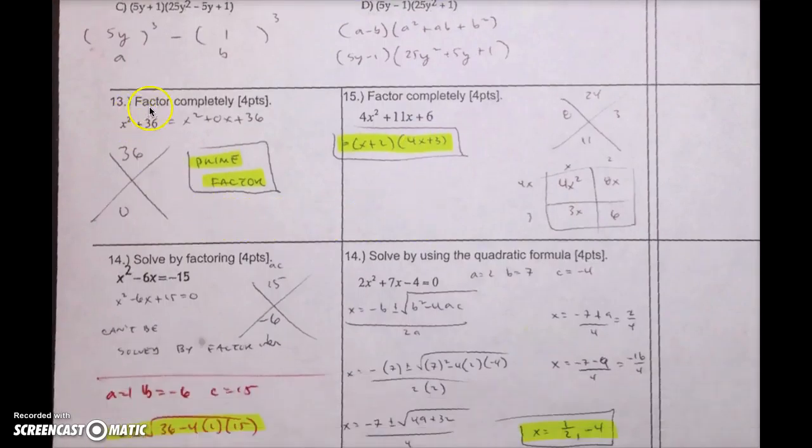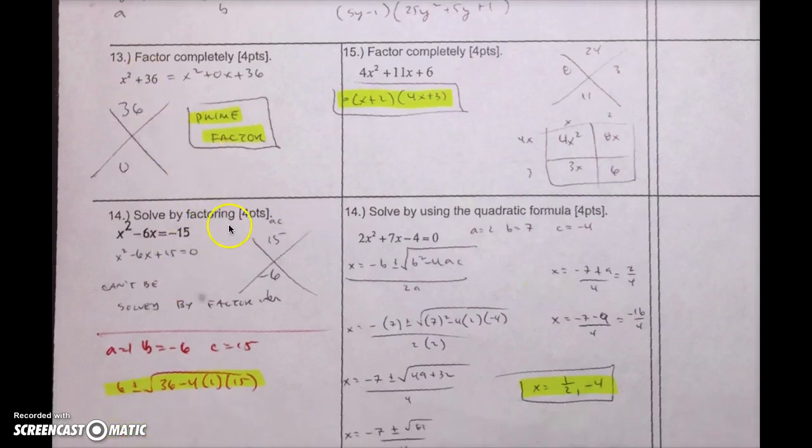Question number 13 says factor completely. If you recognize your a value is 1, b is 0, c is 36, you'll recognize that there are no two numbers that you can multiply to be positive 36 but add to be 0. Remember, with 0, these would have to be the same numbers and then opposite math operations, which means that this is called a prime factor, which means you can't factor this.